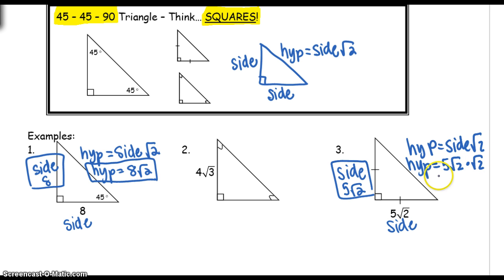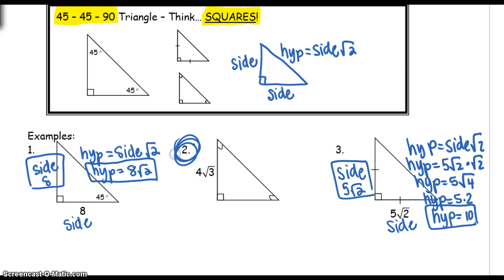And we have some innies going on here. So our hypotenuse then is 5 square root 4. And what is the square root of 4? It's 2. So our hypotenuse then is 5 times 2, which means our hypotenuse is 10. There we go. Now we've taken care of all those sides.